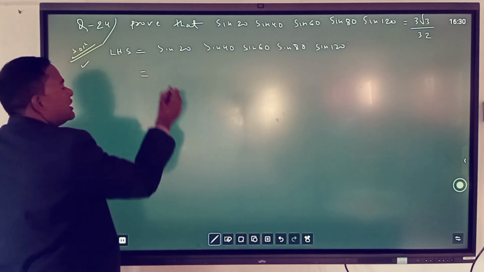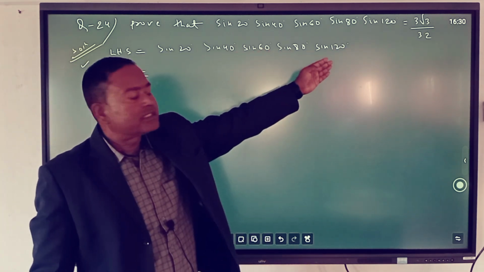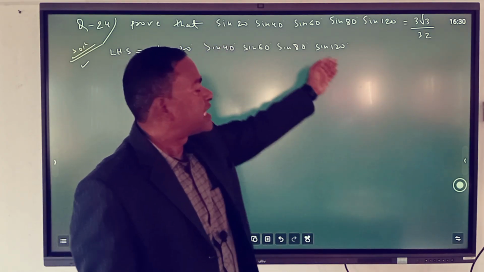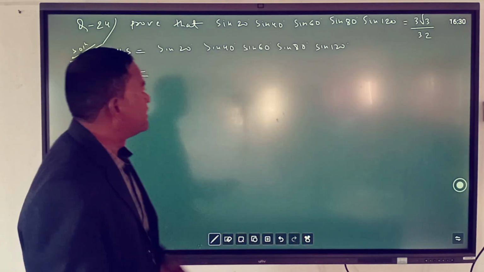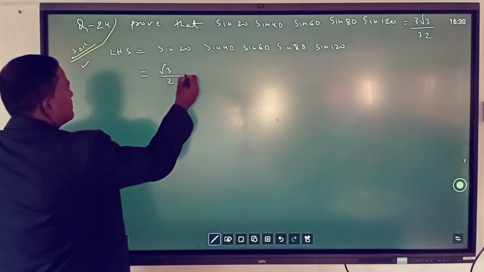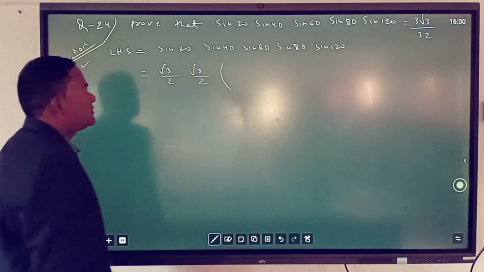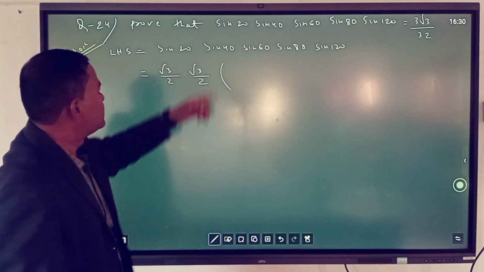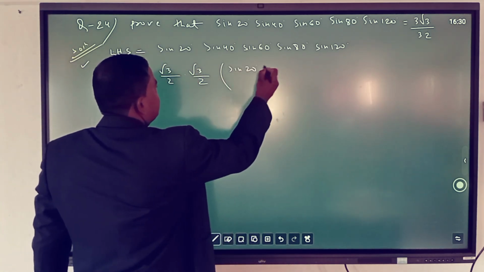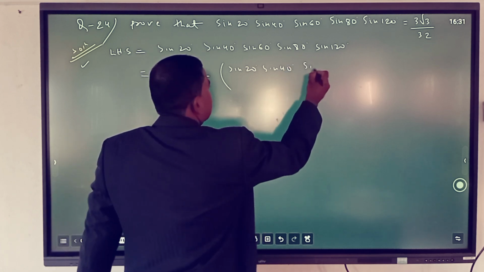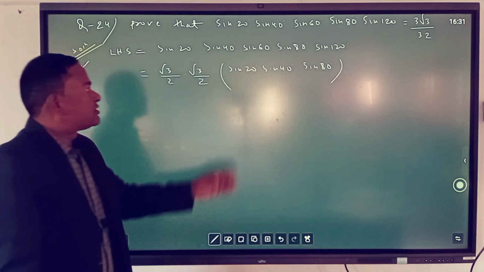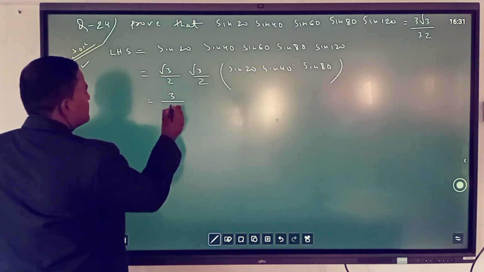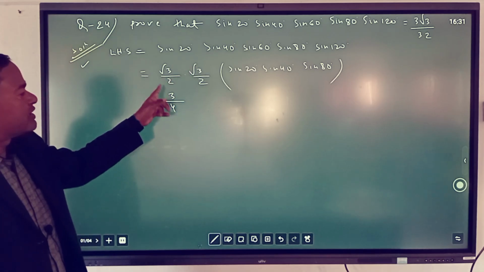So dear student, at first let us substitute the value of sin 60 and sin 120 degree. We know that the value of sin 60 is root 3 by 2 and the value of sin 120 is also root 3 by 2. Now the remaining terms are sin 20, sin 40 and sin 80 degree. So root 3 times root 3 we get 3, and 2 twos are 4.